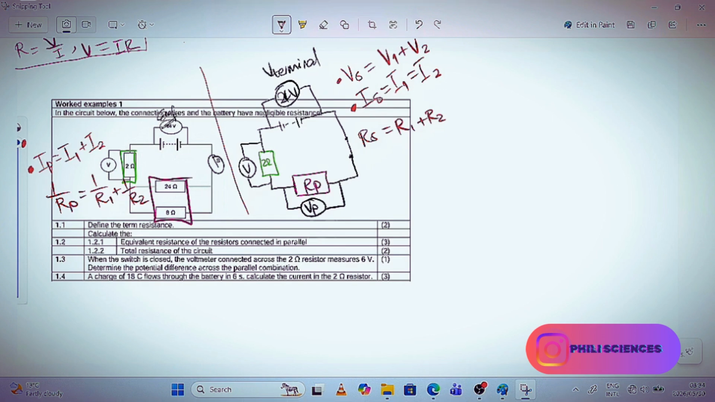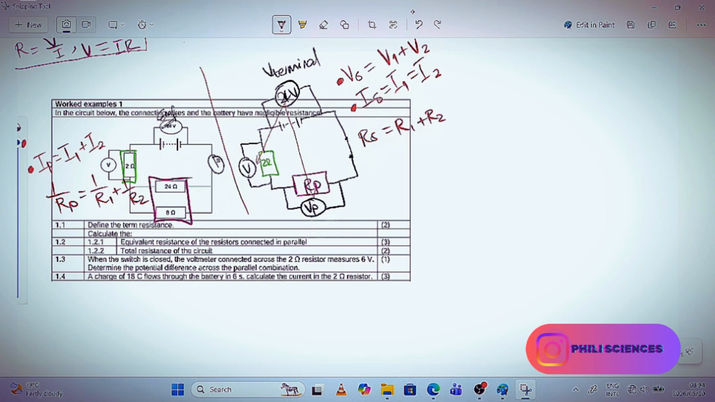What does potential divider actually mean in series? It means the terminal potential difference will spread. This one will take its own potential difference, and this one will also take its own potential difference. When we add the two potential differences, we have to get 24, so this one plus this one has to give us the terminal potential difference. The same thing applies to the current.